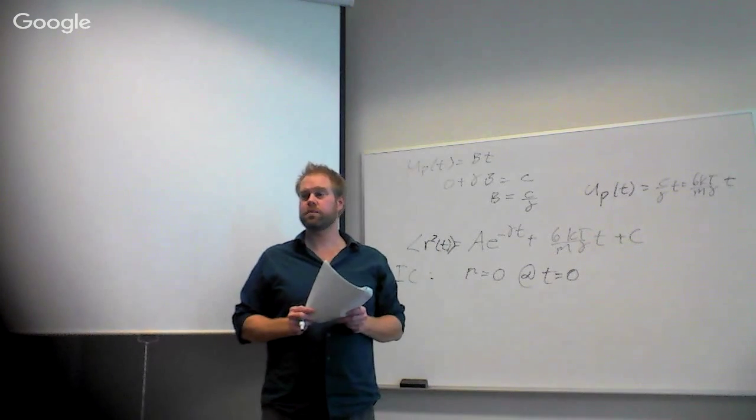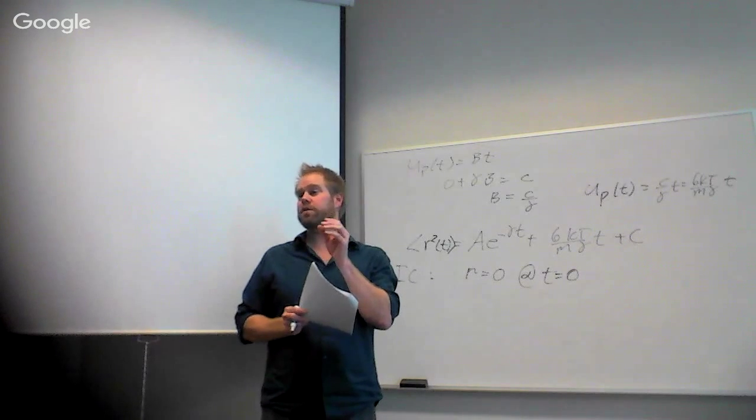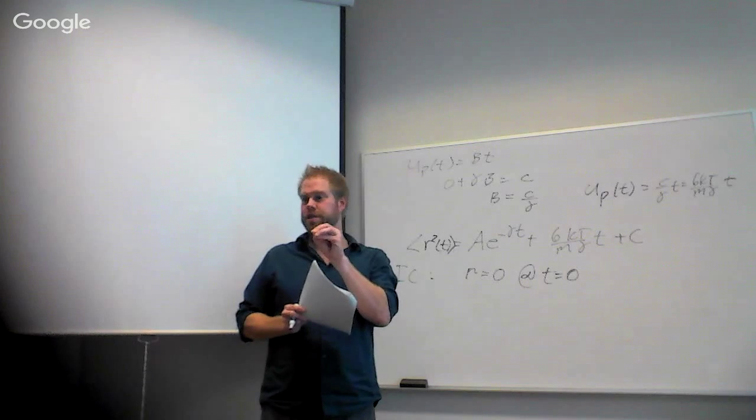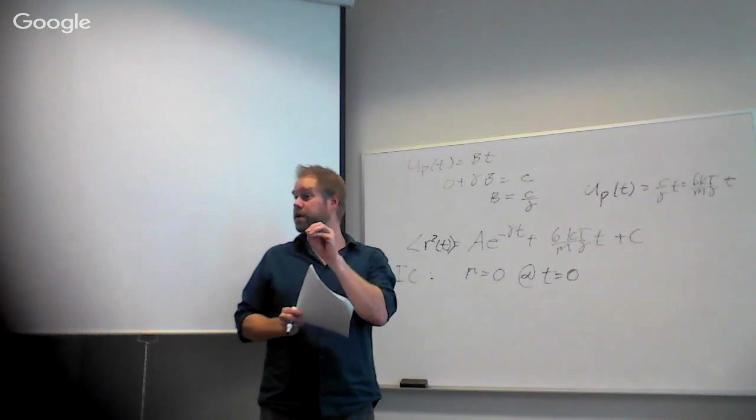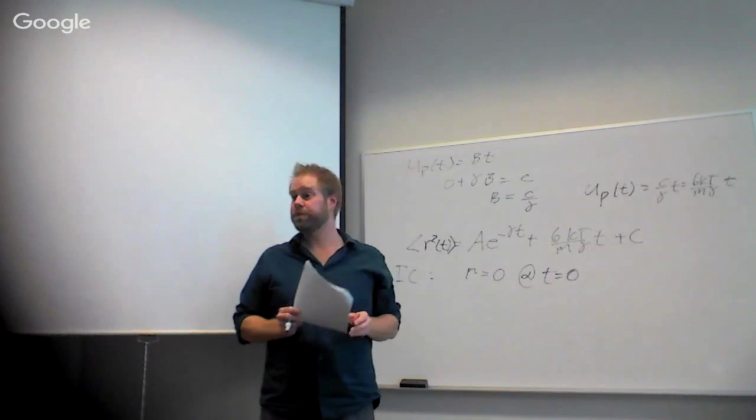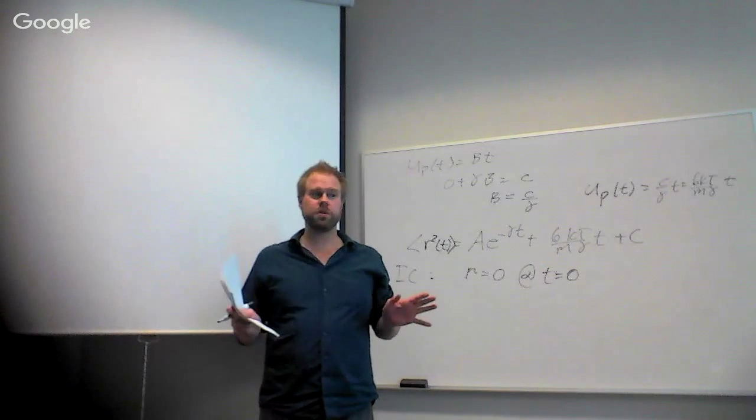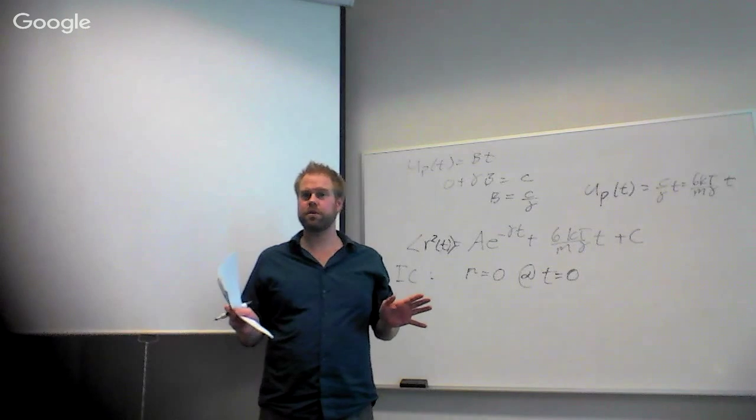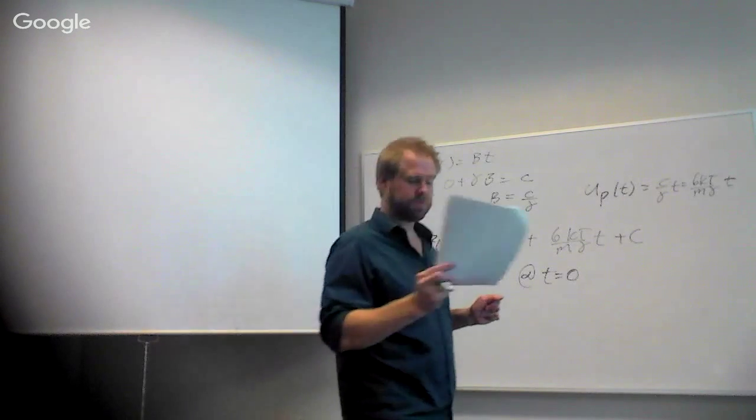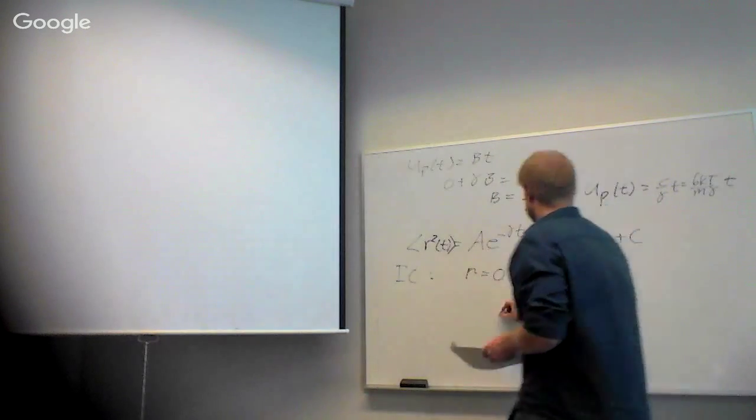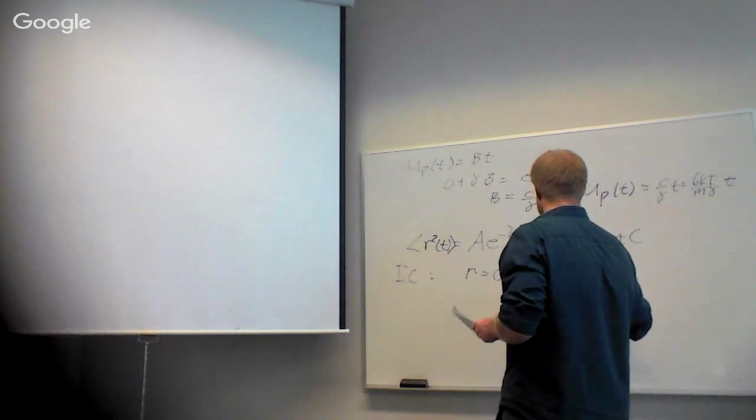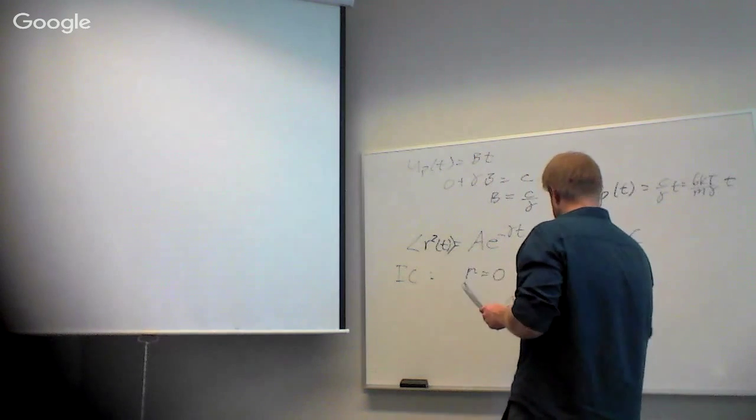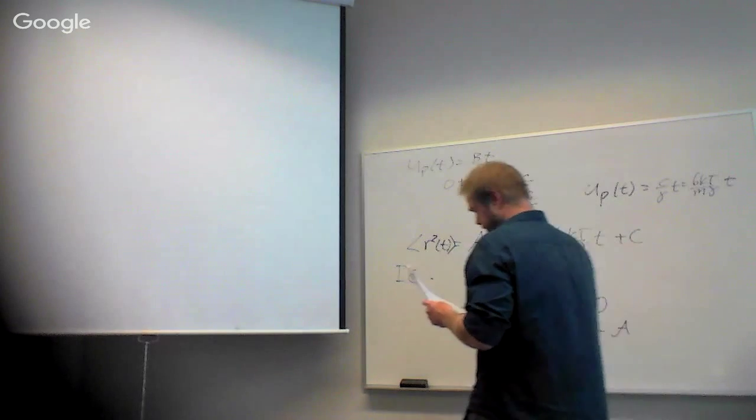The delta distribution, all of the averages are all at 0. So all particles are at the origin at t equals 0. These are the initial conditions. We're going to start them all at the origin. Cool? So we get A plus C equals 0, and so C is equal to negative A.